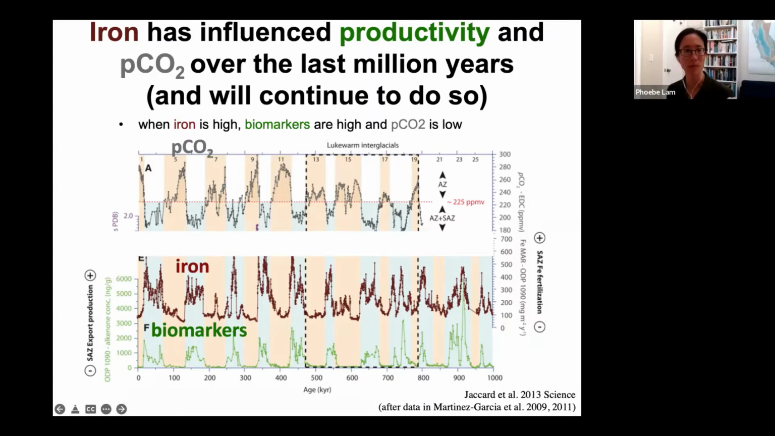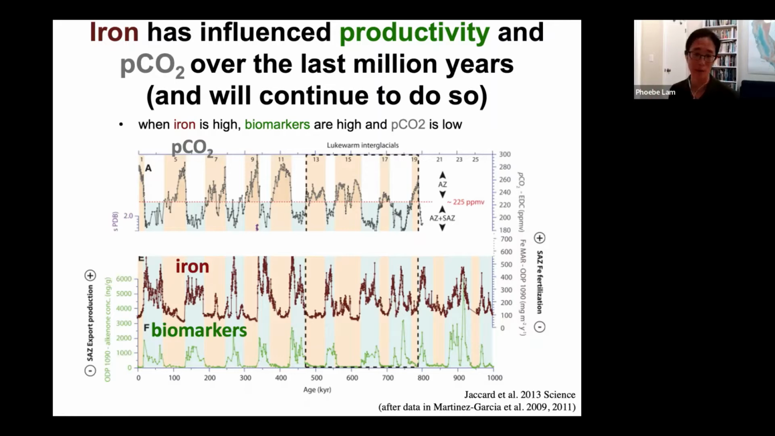And without going through the details, what I just want you to notice is that when PCO2 is low, so when atmospheric CO2 is low, iron is high and productivity is high. And this feature of seesawing up and down PCO2, that's our glacial, interglacial cycles, warm interglacial, cold glacials. In the cold glacials, a lot of iron, more productivity. This is a repeating pattern. We know it's happened in the past.